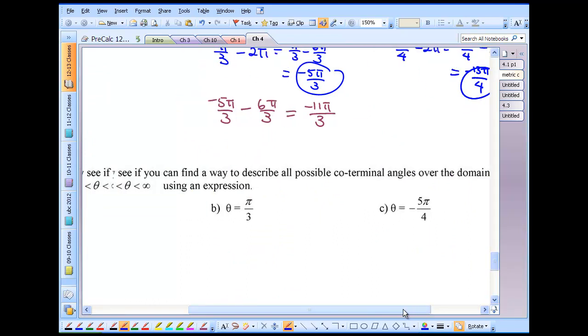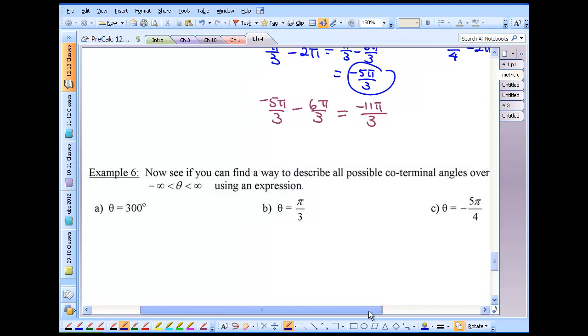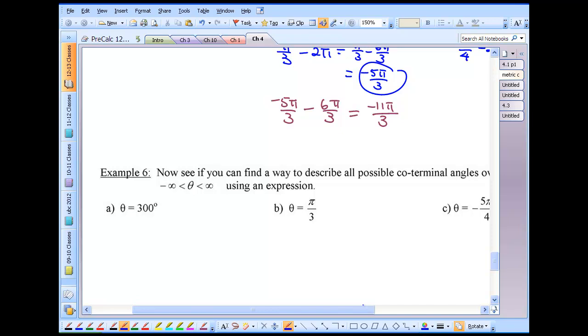All right, I'm going to extend this now. Example number 6, and we'll end with this. See if you can find a way to describe all possible coterminal angles over this domain using an expression. Well, ladies and gentlemen, what did I do from above when I did 300 degrees and I had to find all these coterminal angles? If you said I just added or subtracted 360, you are correct. How many of these can I do? Well, I can do it once, twice, 3 times, 4 times, 5 times, 6 times, 7 times. I can do it an infinite number of times.